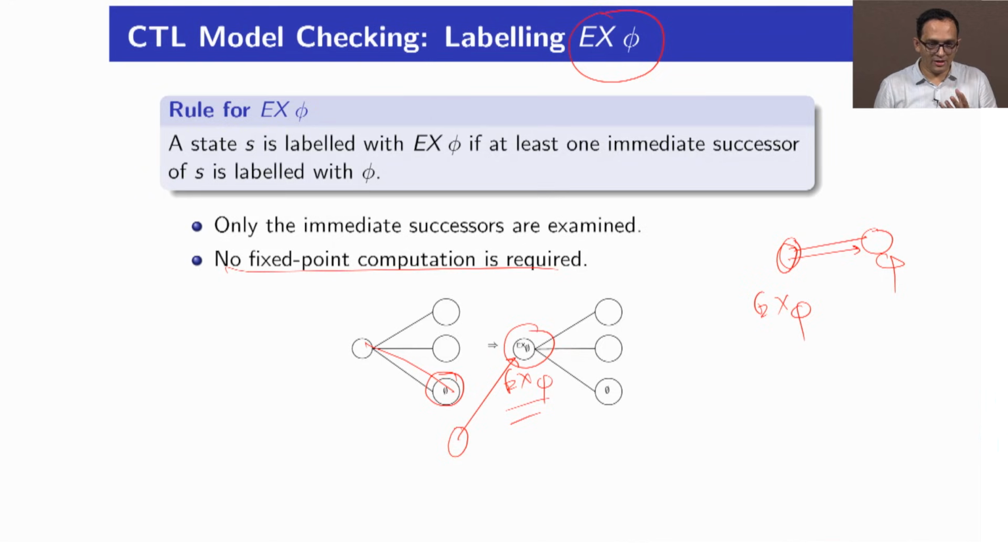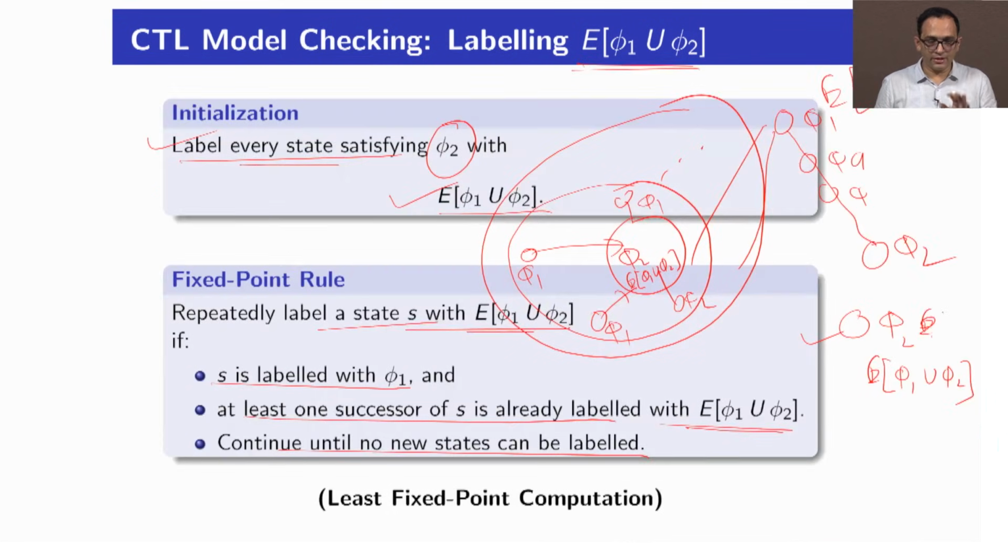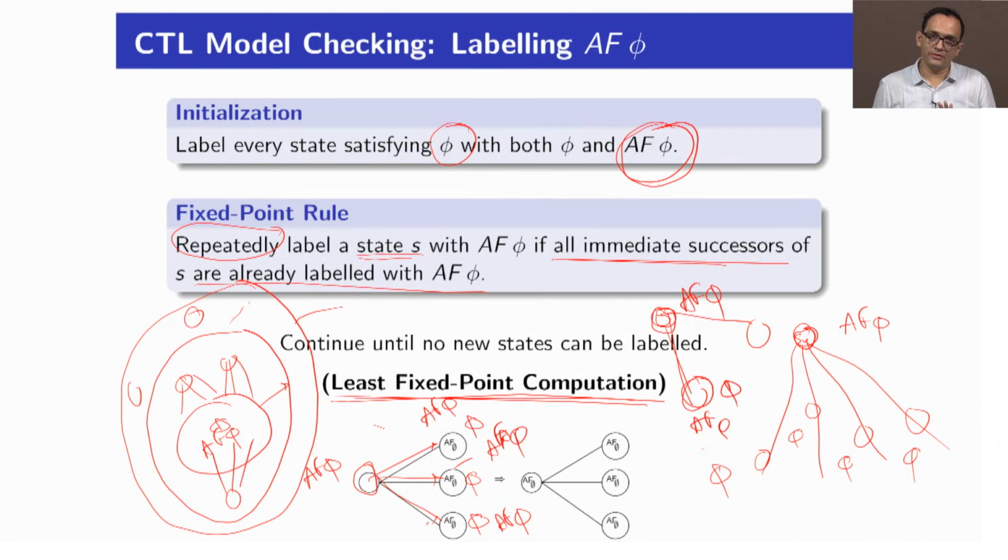But this is how I can label all the states with EX phi, this is how I can label all the states with E phi 1 until phi 2, and this is how I can label all the states with AF phi, right.